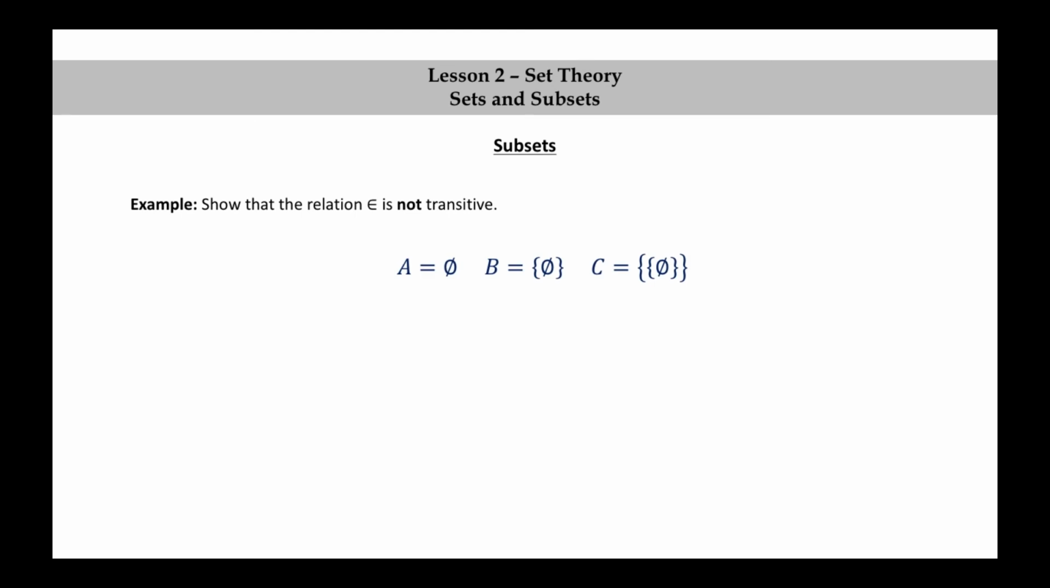Well, here's an example to show this. Let's let A be the empty set, B be the set containing the empty set, and C be the set containing the set containing the empty set. Then A is in B, right? Because B contains the empty set as an element. And B is in C because C contains the set containing the empty set as an element. But A is not in C. The empty set is not an element of C.